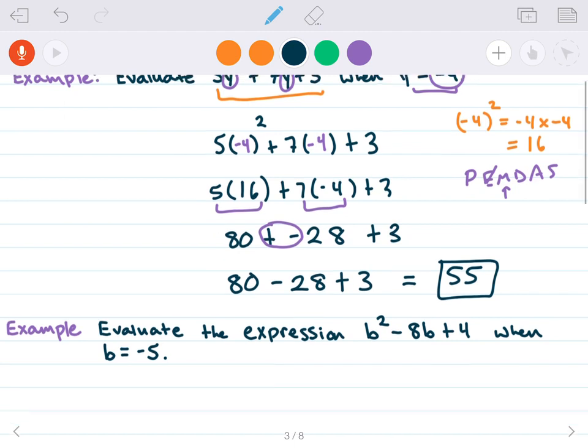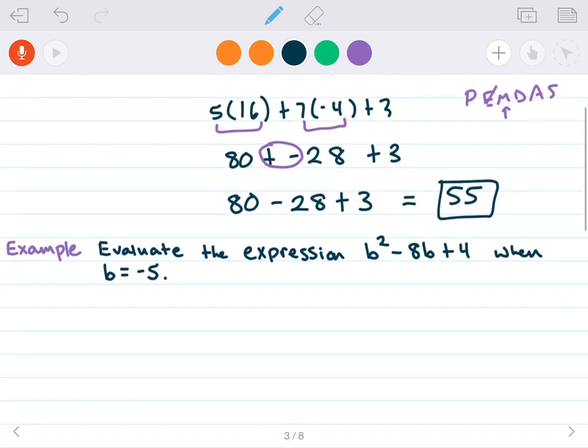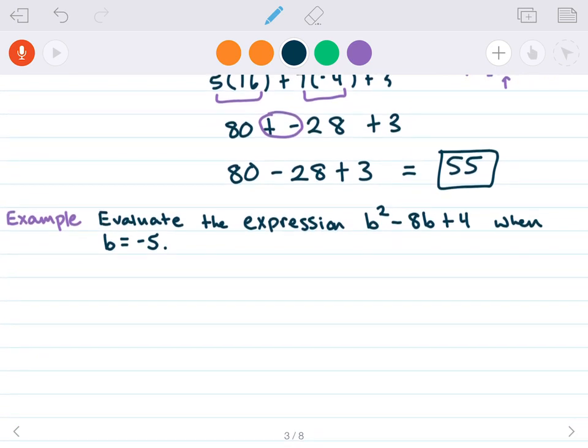All right, let's try another one. I encourage you guys to pause the video at this point and try this one on your own. So we are evaluating this expression when b is equal to negative 5. So I'm first going to rewrite the expression leaving parentheses anywhere I see my variable, b. So I'm going to leave my parentheses here. I'm going to leave parentheses here. Anywhere I see a b, I'm leaving some room.